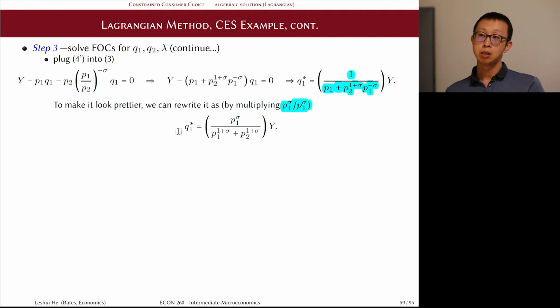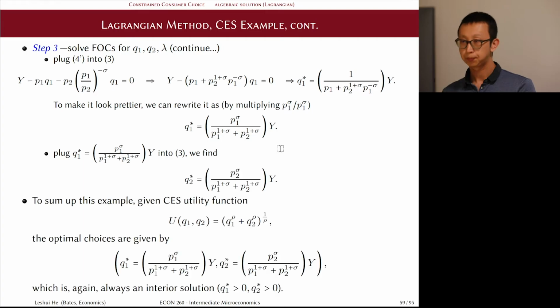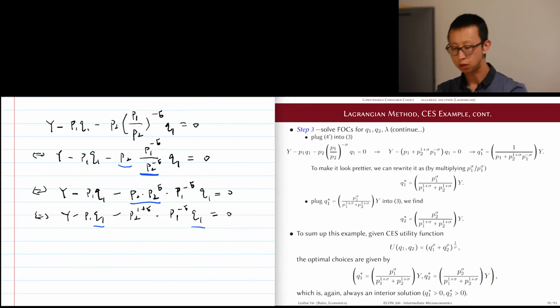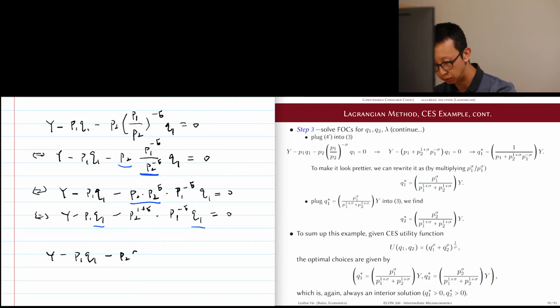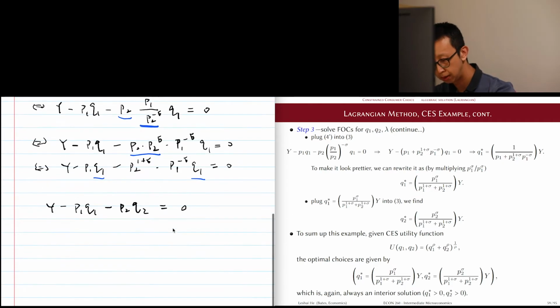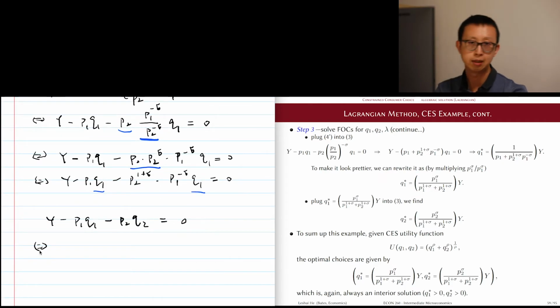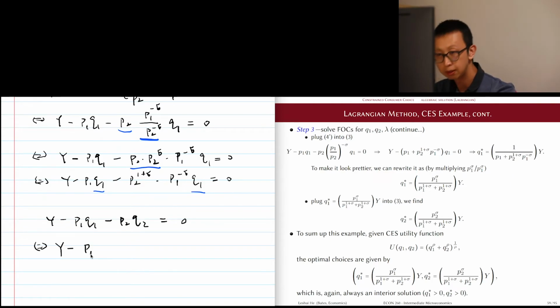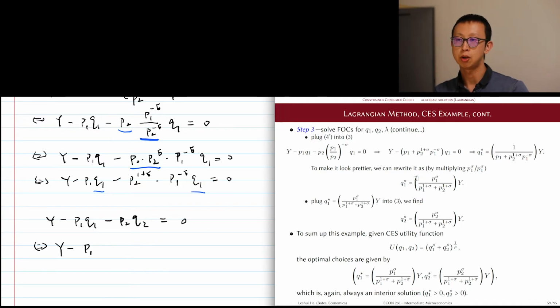We can now substitute this expression back into equation 3 or equation 4 prime to solve for Q2 star. Here, let's just plug it into equation 3, our budget constraint. To see how the substitution goes, in our budget constraint, we have y minus P1 Q1 minus P2 Q2 is equal to 0. Now, once we substitute in the expression for Q1 star, we're just multiplying this expression of Q1 star by P1.